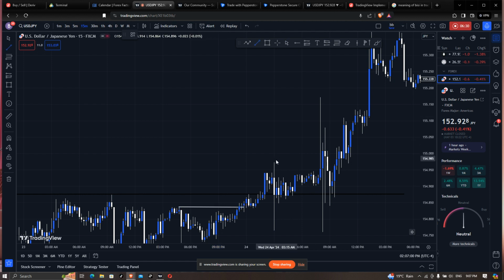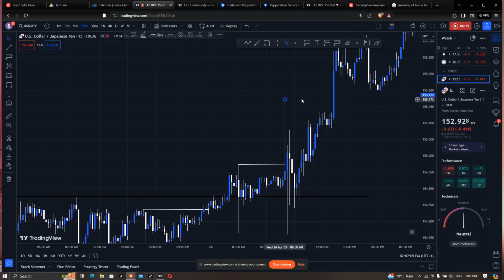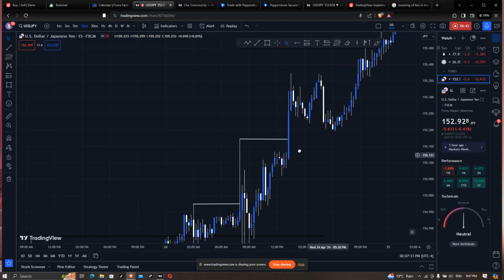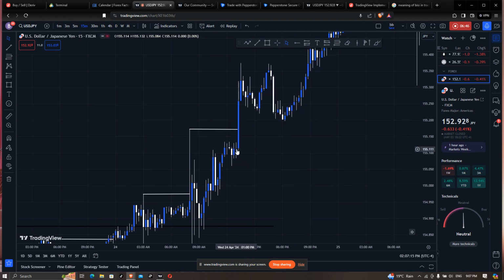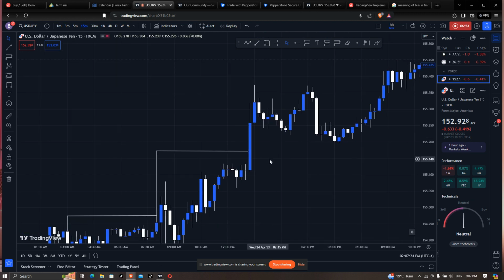Then we have this as our break of structure. We also have this as our break of structure, this right here is our break of structure. And then we have these three candle formation. We have 1, 2, and 3. It doesn't matter the size of the candle or the color of the candle. As long as they're in a bullish scenario, you can consider this to be your fair value gap.